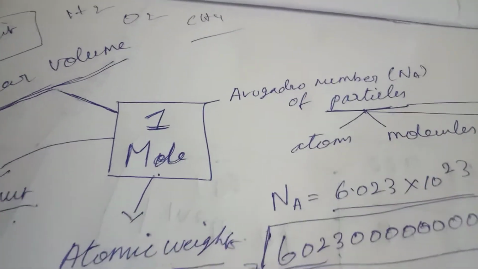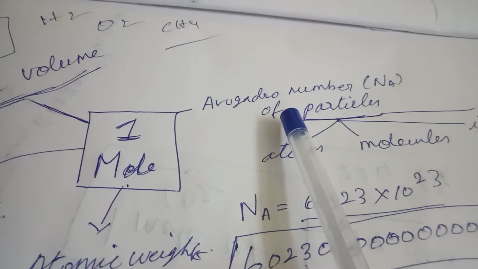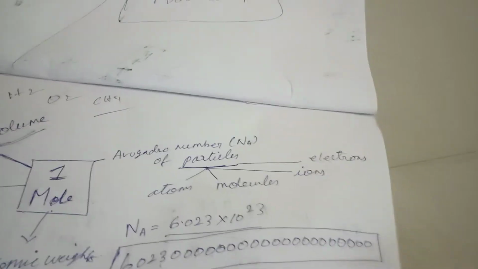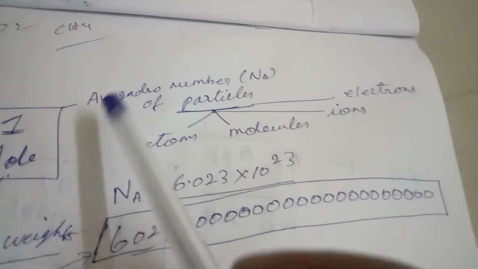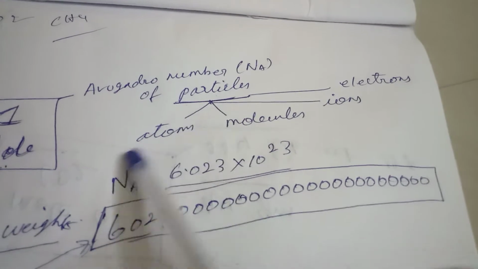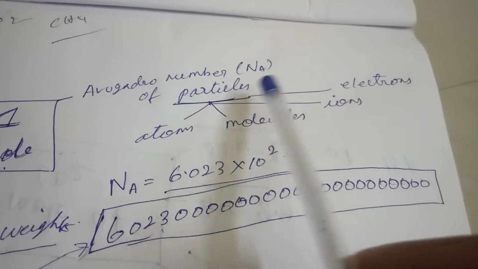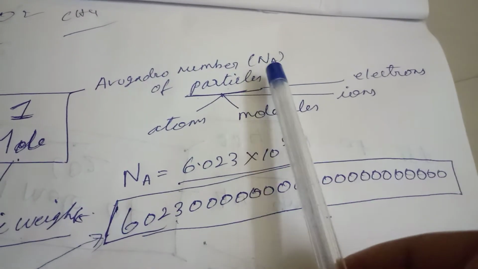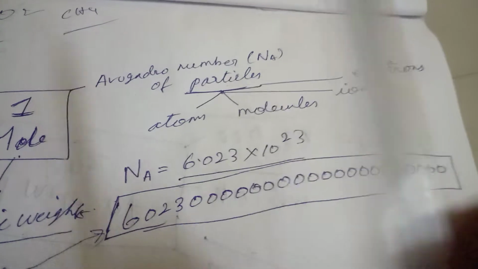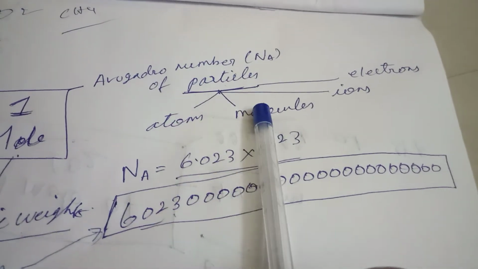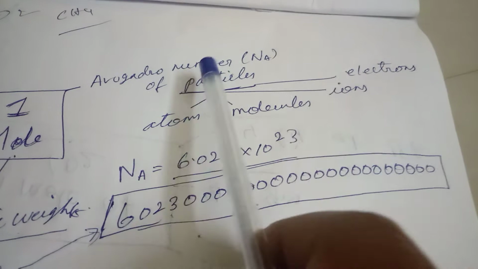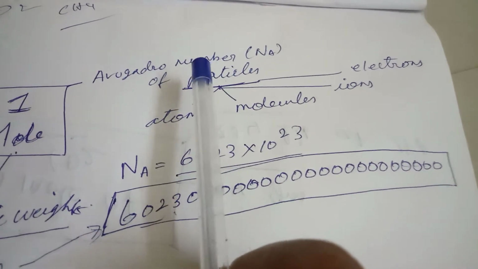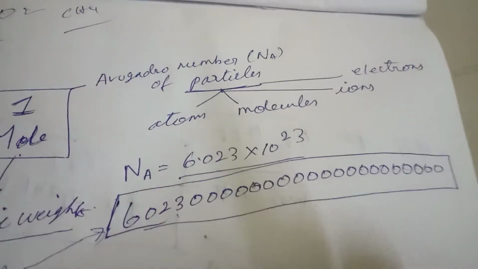So, what is one mole? One mole is nothing but Avogadro number of particles. Avogadro number of any particles is equal to one mole. The particles may be atoms, molecules, ions, or subatomic particles like electrons. If I have Avogadro number of atoms, that is one mole of atom. If I have Avogadro number of molecules, that is one mole of molecule. If I have Avogadro number of ions, that is one mole of ion. If I have Avogadro number of electrons, that is one mole of electron.